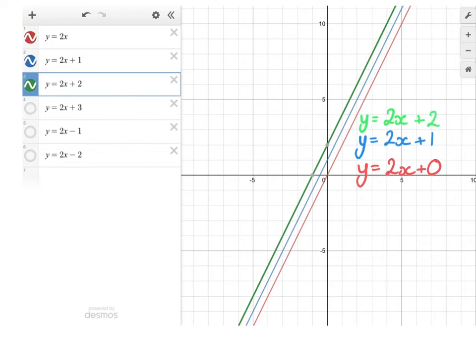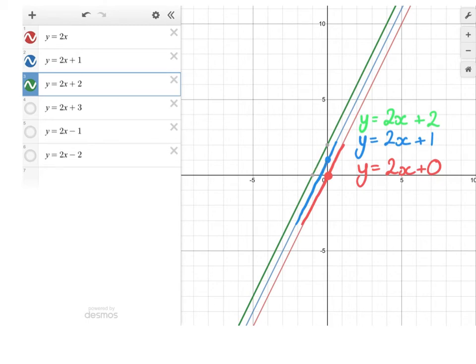Okay, so actually if we have a look at our graph, our red one comes up and crosses over the y-axis at 0. If we look at our blue line, it comes up, crosses over the x-axis, but I'm more interested in where it crosses over the y-axis. If we have a look, 0 and then 1. So the line y equals 2x plus 1 crosses over the y-axis at 1.